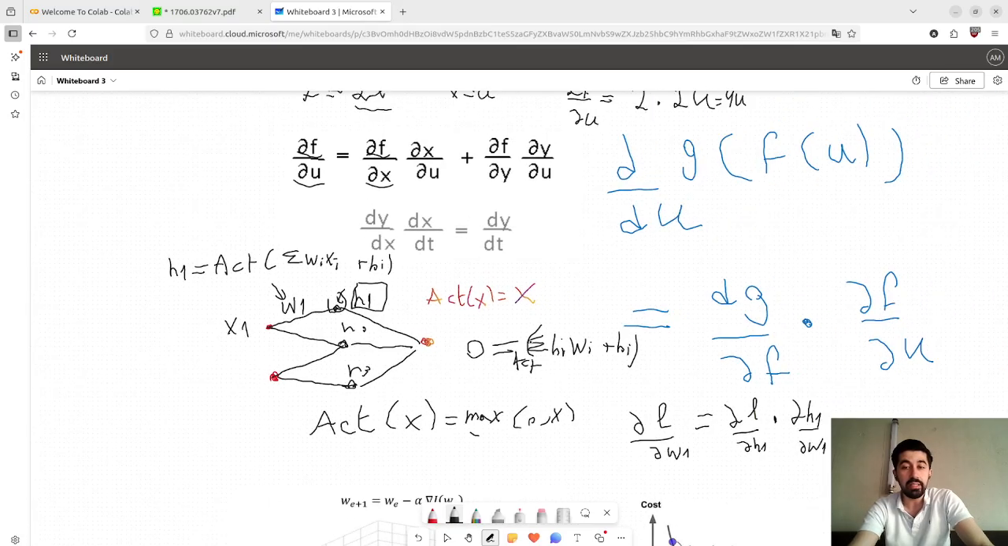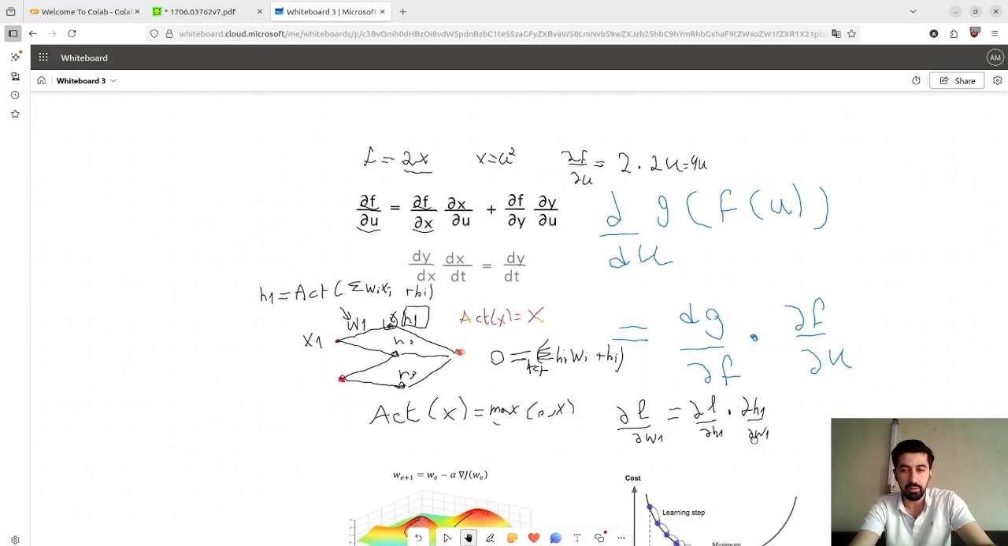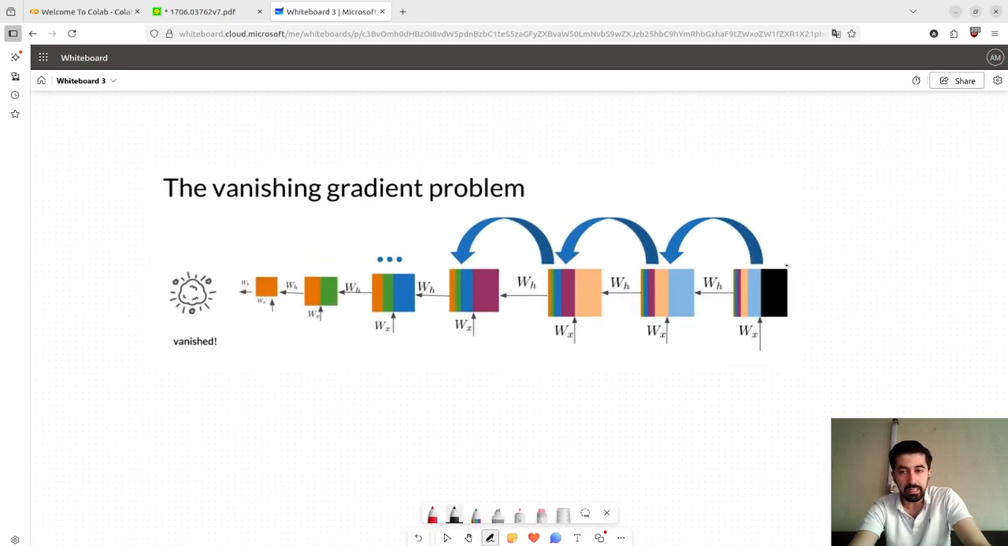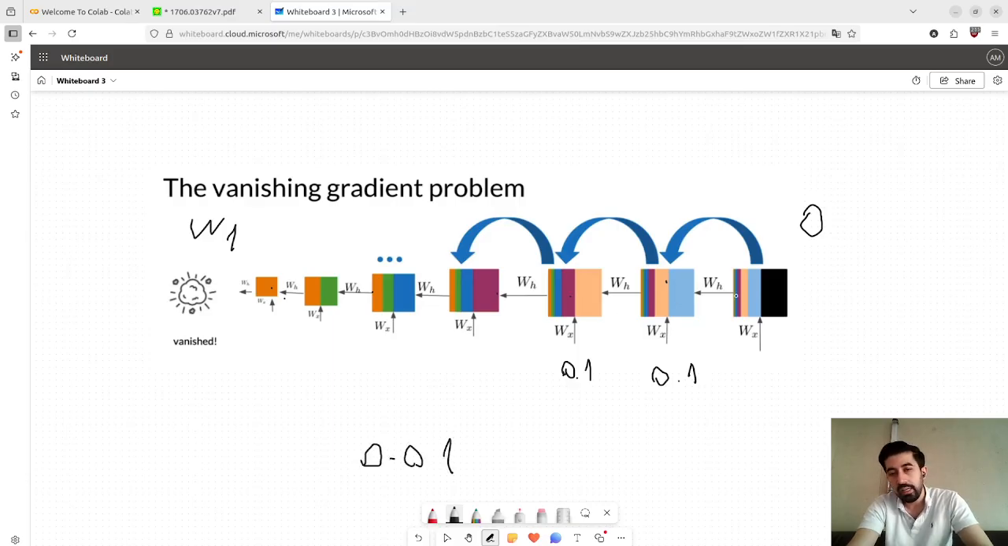Now, if you have a very deep neural network, so for example, this one, as you can see, you have many layers. Here is the output, and here, let's say you have W1. How many layers do you have in between? 1, 2, 3, 4, 5, 6, 7. So you have around 7 layers, so you're doing a very long chain rule. Let's say here you got 0.1 in the derivative, and here you also got 0.1. 0.1 multiplied by 0.1 is 0.01.